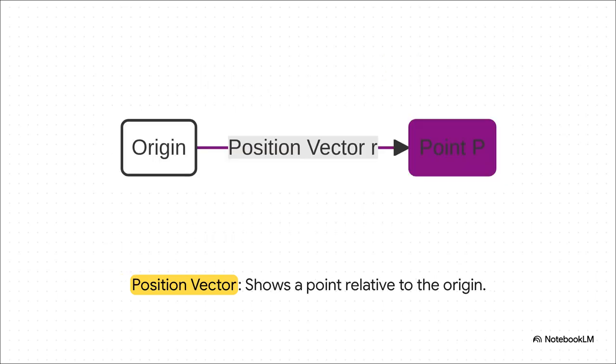And to wrap up our vector vocabulary, we've got the position vector. Think of this kind of like opening a map app on your phone. A position vector drops a mathematical pin, drawing a straight arrow from the origin, absolute 0, directly to a specific point in space. It's essentially the universe's way of saying, you are exactly right here.